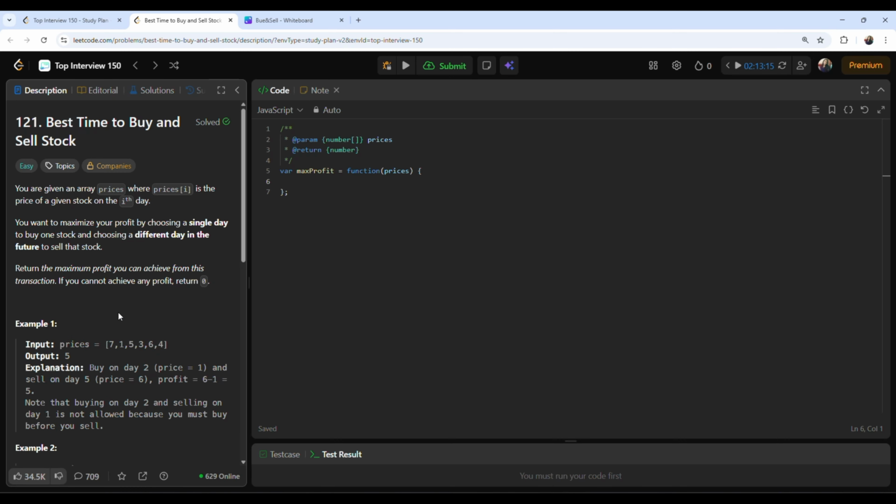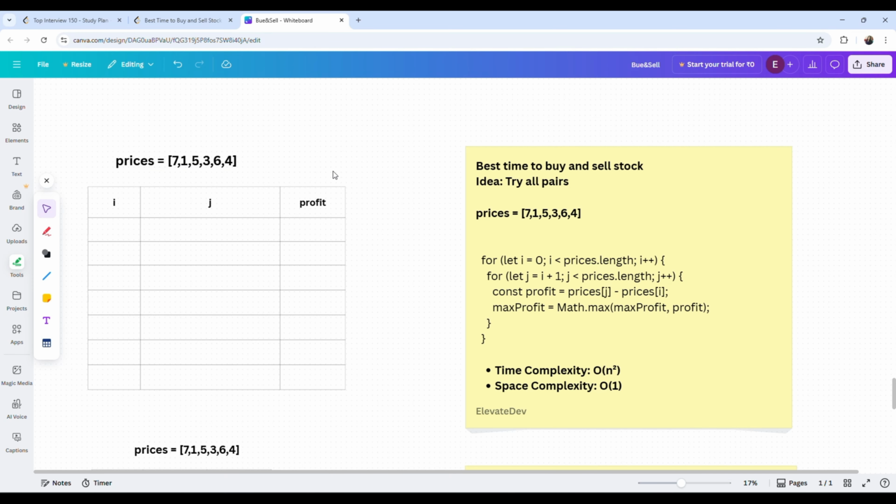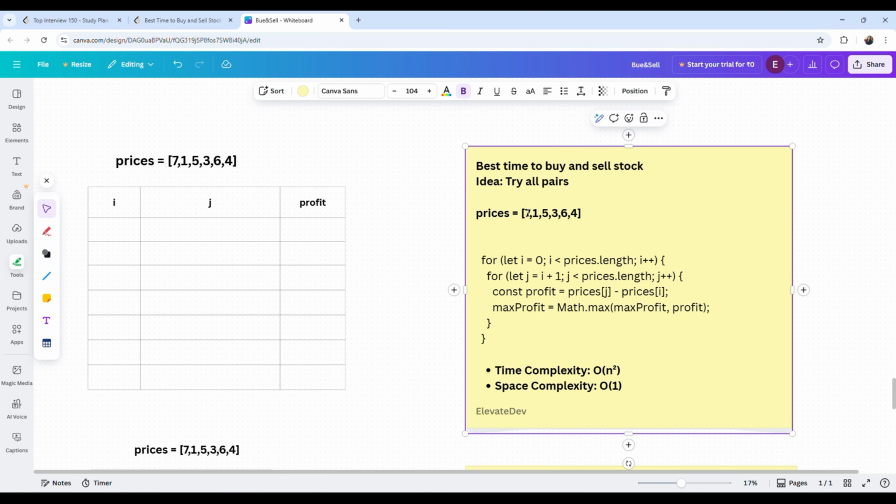So there are different ways we can solve this problem. Let's first understand the basic one, the brute force approach. The brute force approach says that we can try all the pairs. It means that we are going to try to buy on every day and then sell, and then find how much profit we are making. So let's not waste time and try all the pairs. For trying all the pairs, what do we do?